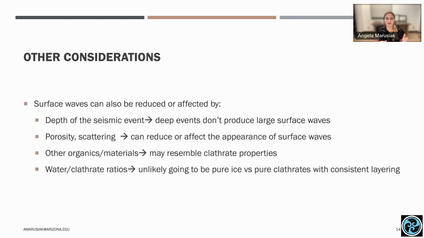There are some other considerations that have to be made. I don't want to say that directly looking at the amplitude ratios is going to be the silver bullet for Dragonfly to say, yes, we have clathrates, because there are things like the depth of the seismic event that could alter the seismic velocity. If you have a deeper event, you're not going to be producing a lot of surface waves. If you also have high porosity, you're going to be creating scattering effects that can also reduce or otherwise affect the appearance of surface waves.